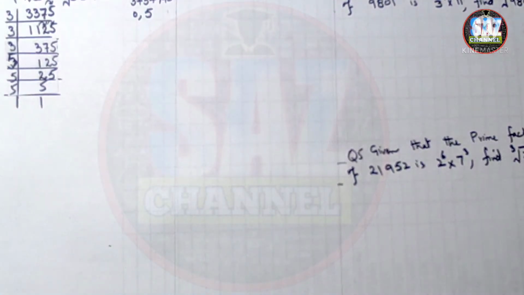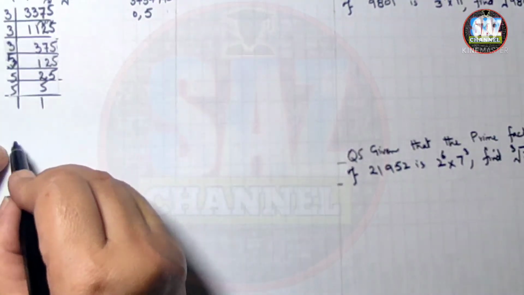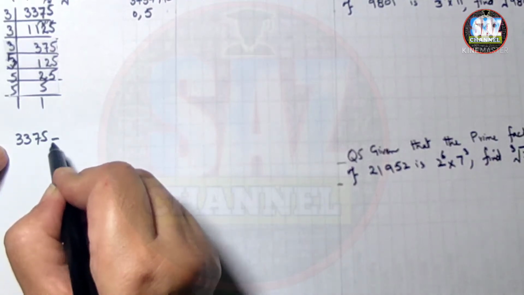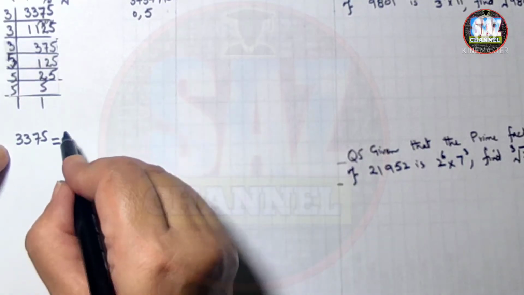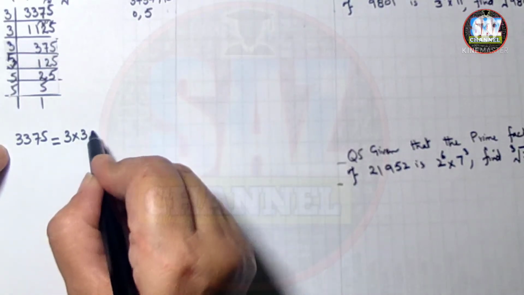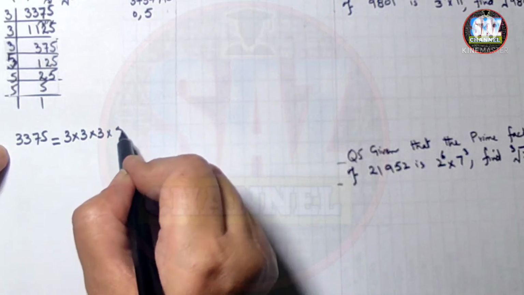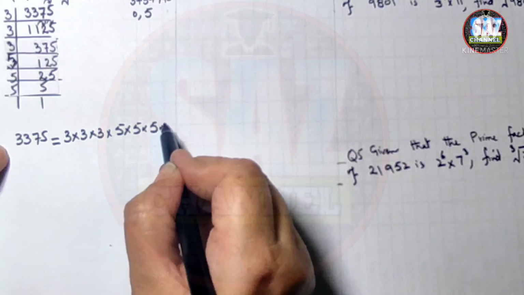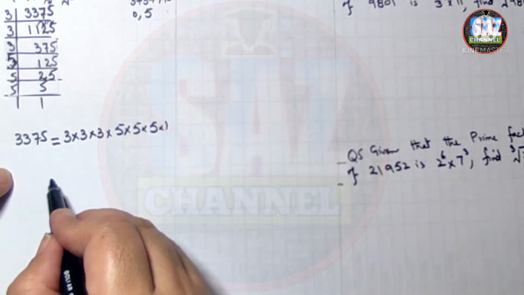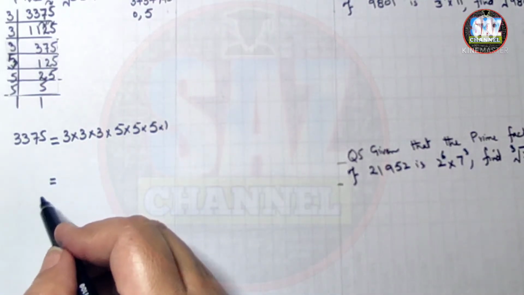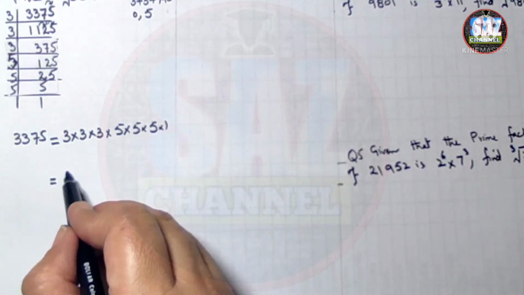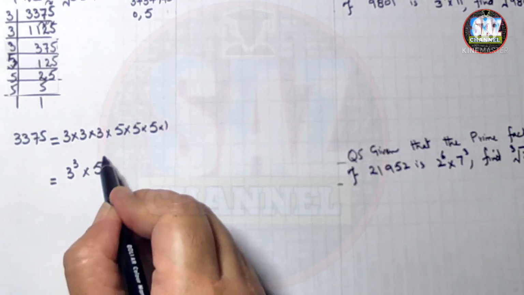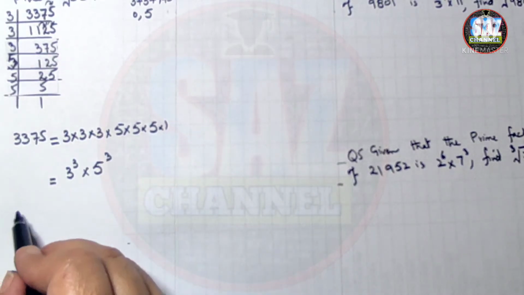So first what we have to do is write 3375 as the product of its prime factors. So this is 3 multiplied by 3 multiplied by 3 multiplied by 5 multiplied by 5 multiplied by 5 multiplied by 1. Now we can write this in the form of index notation: this is 3 cubed multiplied by 5 cubed.